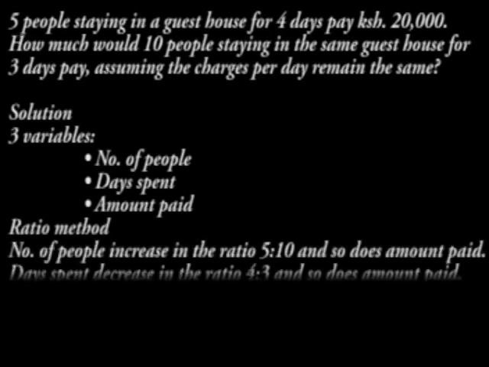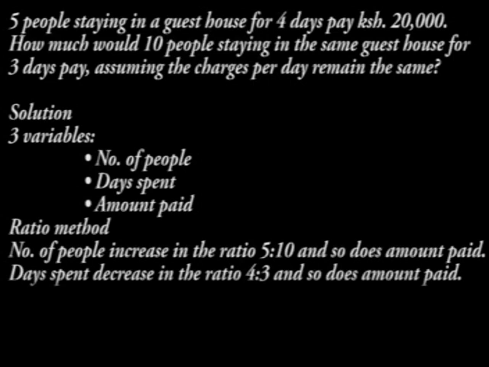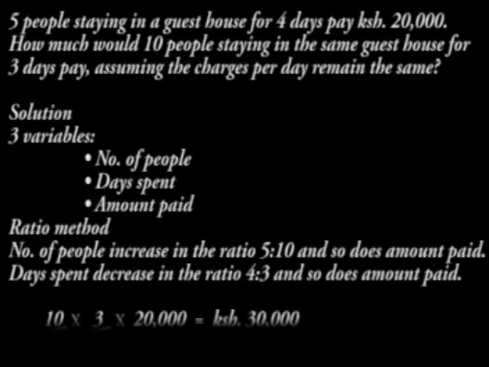Using the ratio method, number of people increase in the ratio 5 to 10, and so does the amount paid. Days spent decrease in the ratio 4 to 3, and so does the amount paid. We have 10 over 5 times 3 over 4 times 20,000, which is 30,000 shillings. You must be able to determine how a change in each variable affects the others, that is directly or inversely.